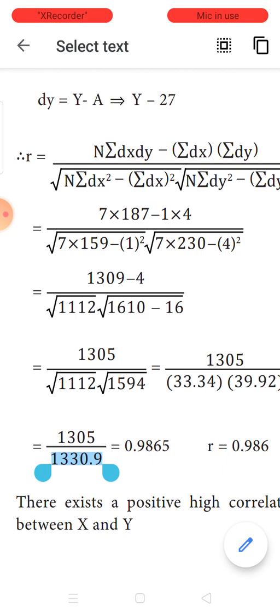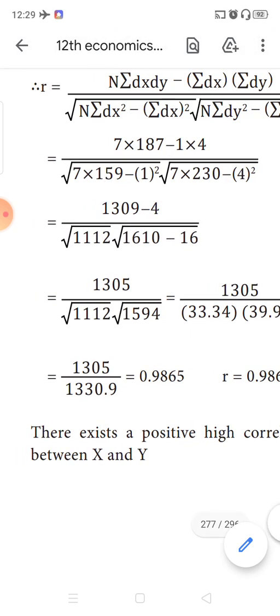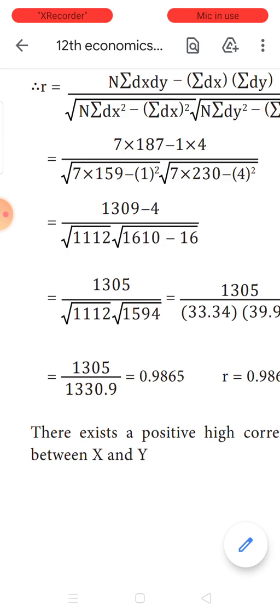Now 7 into 187 you get 1309 minus 1 into 4, it is 4, divided by 7 into 159 minus 1 square, which is nothing but 1 only. When you simplify that, you get the value 1112. Into 7 into 230 is 1610 minus 4 4s are 16. Okay, now again you can simplify that. The numerator 1309 minus 4 you get 1305, divided by root of 1112 into 1610 minus 16. When you subtract that you get 1594.